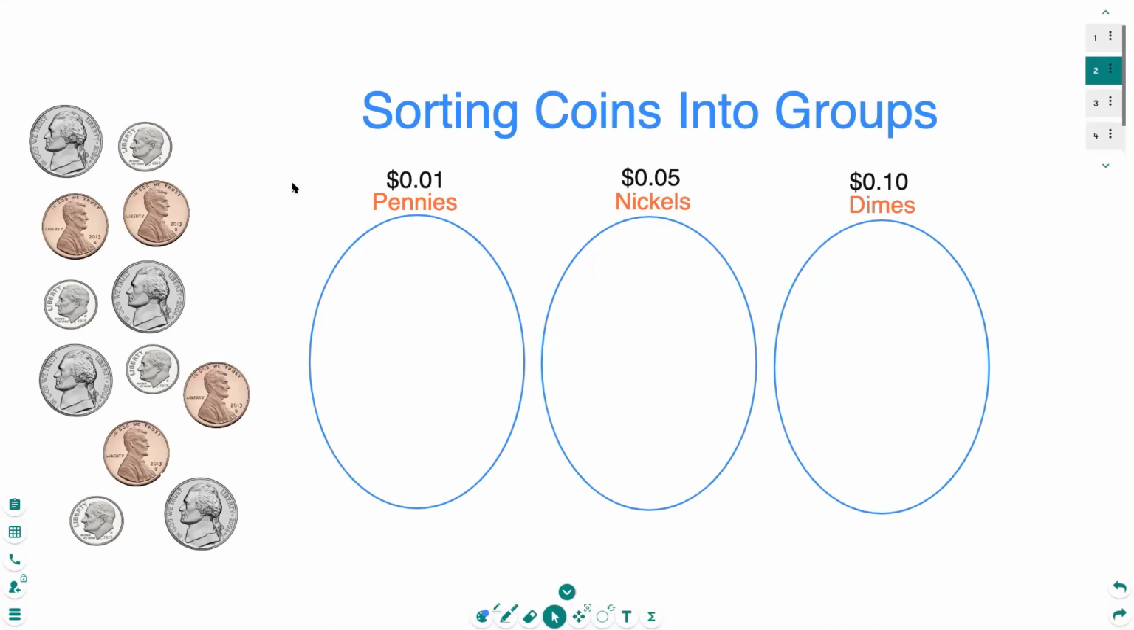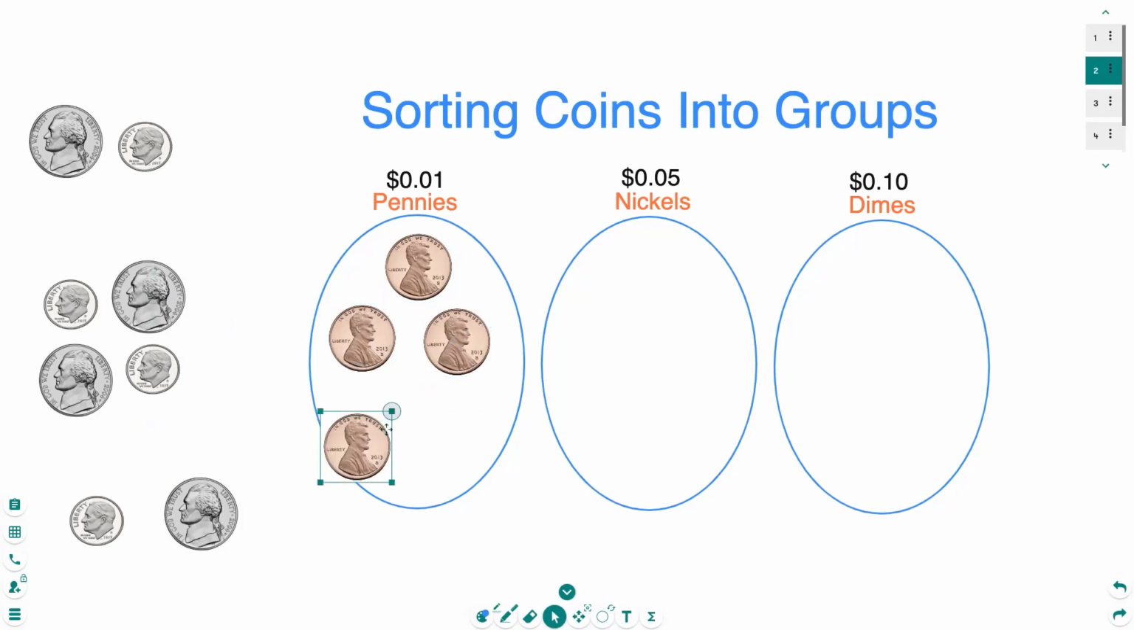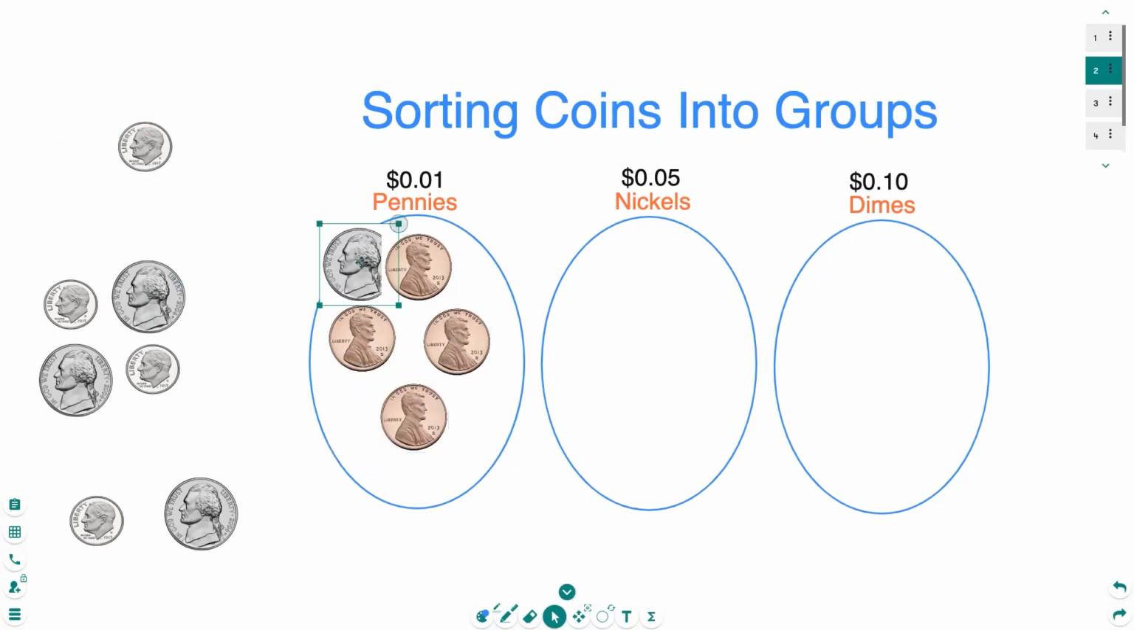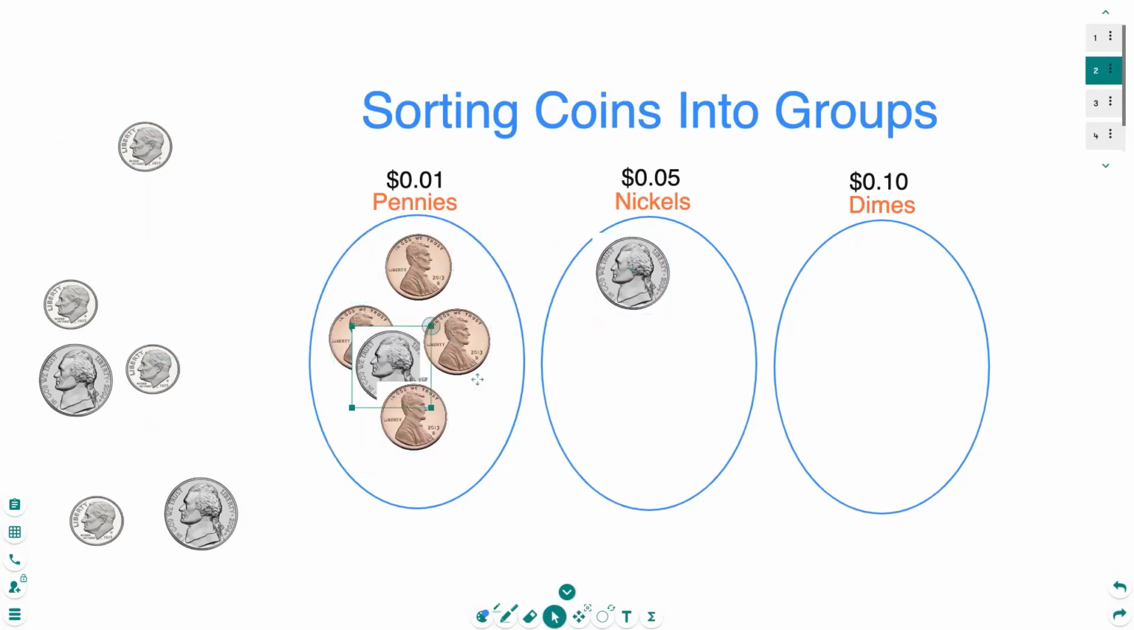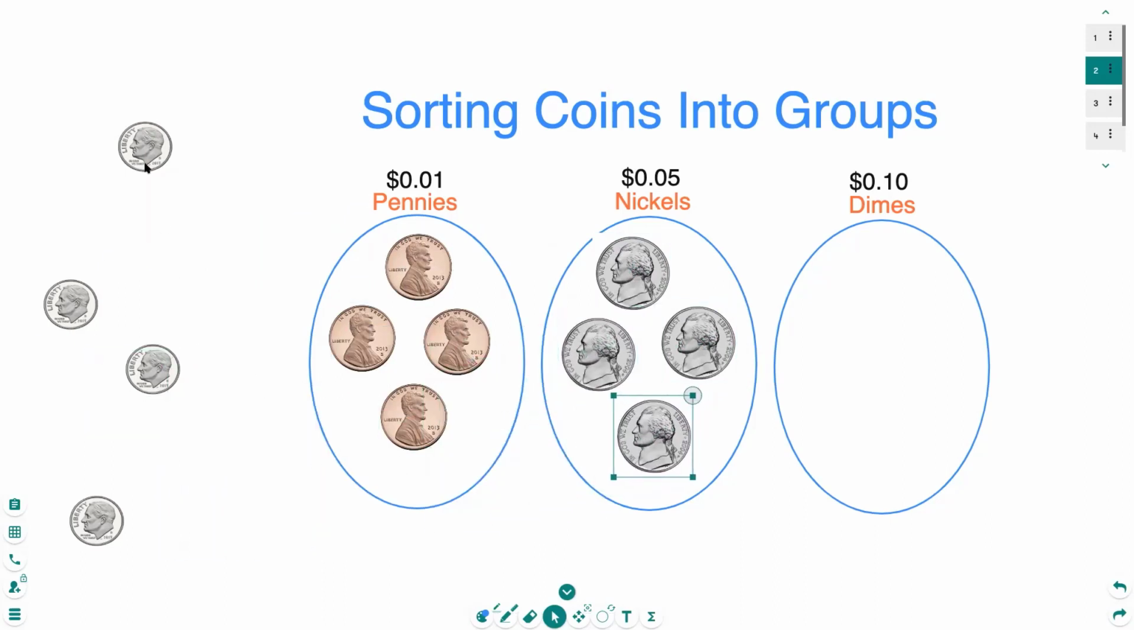And first you'll want to have the student sort those coins into three piles. And so within the pile, you'll want to sort out the pennies. And then go ahead and sort out the nickels. And you're not worried about counting the coins at this point. You're just worried about sorting them into three piles.